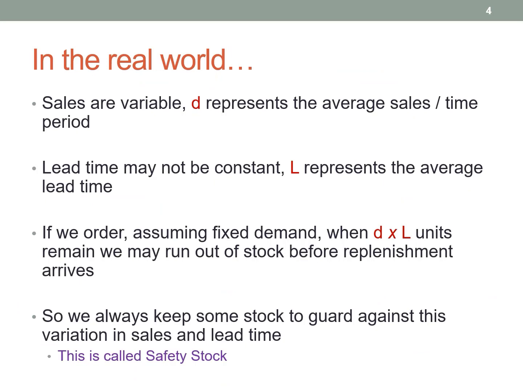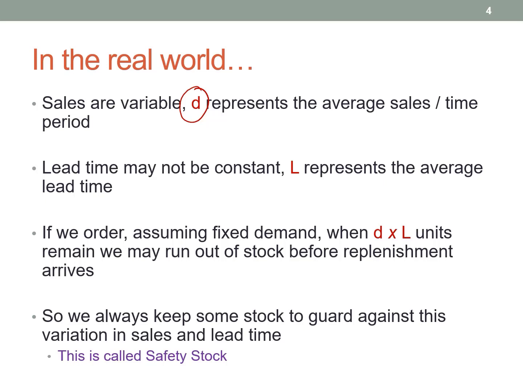So in the real world, demand is not fixed. So the small d, the demand per day, is going to be the average demand per day. On average, I sell 10 units per day. Some days I may sell only 5, some days I may sell 20, right? So it's going to vary, but small d is going to be just the average.